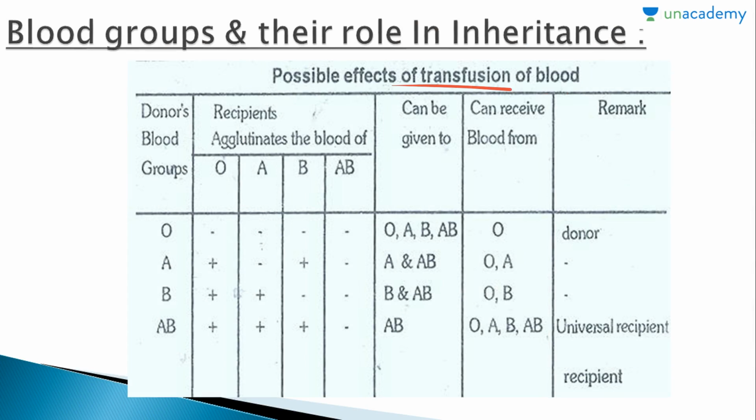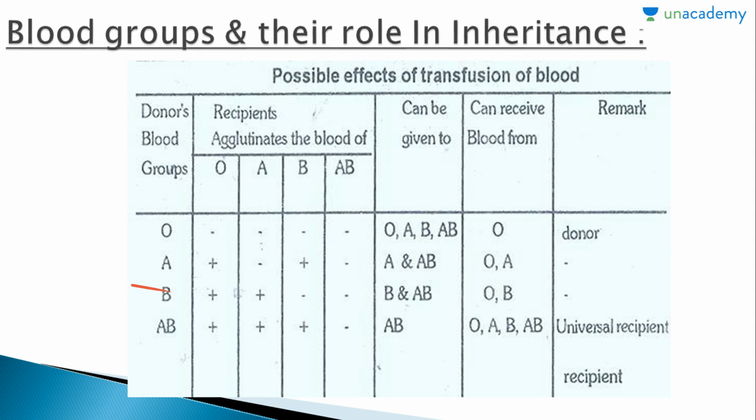Now the possible effects of transfusion of blood from donors to the recipients. The donor blood group can be O. If it is O, the recipient does not agglutinate the blood, whether O, A, B or AB, so it can be given to all, that is O, A, B and AB, and it can receive blood from only O. So it is the universal donor.